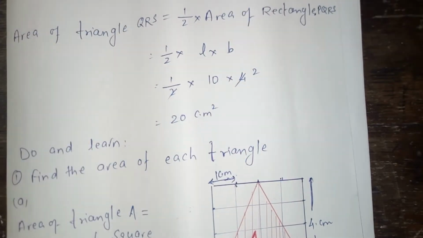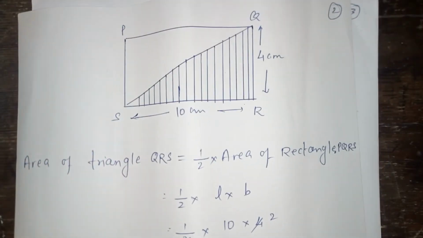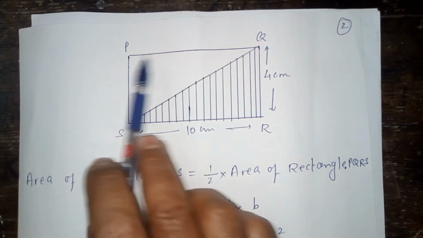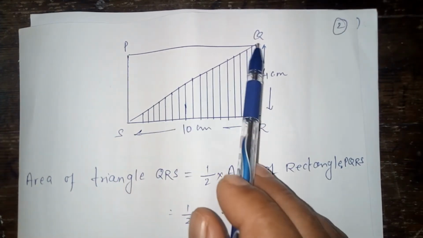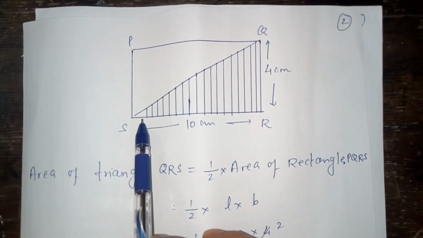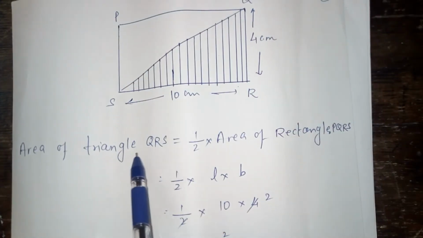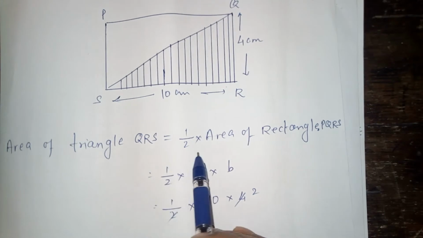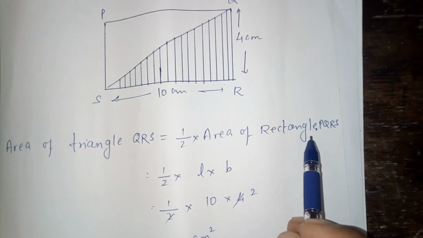Suppose, my dear students, a triangle is in a rectangle. As you are looking, PQRS is a rectangle. Now QRS is the triangle. Triangle QRS is in rectangle PQRS. So how will you find the area of triangle QRS? The area of triangle QRS is equal to half into the area of the rectangle.